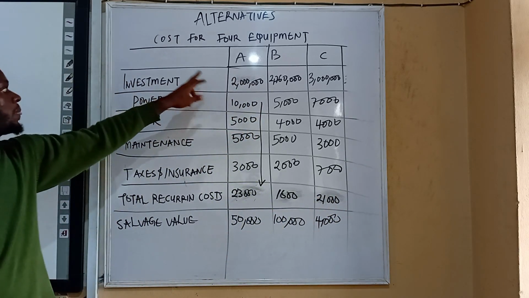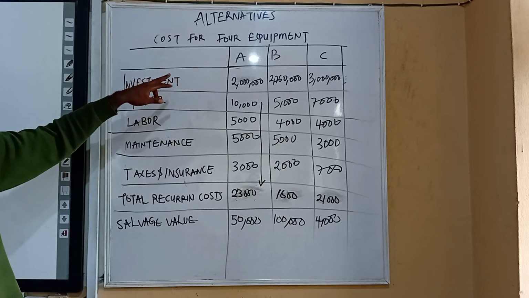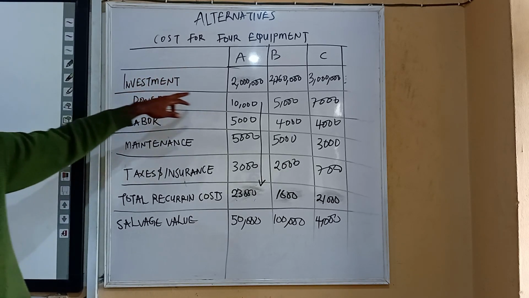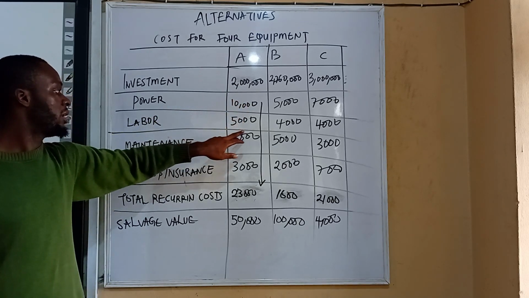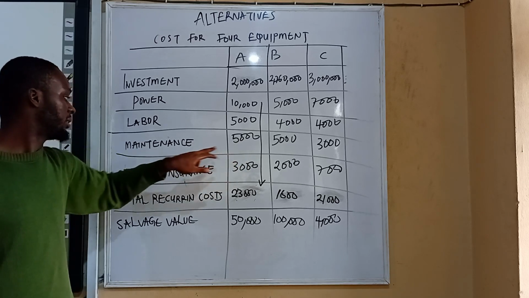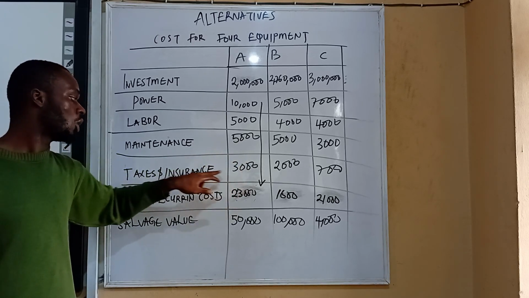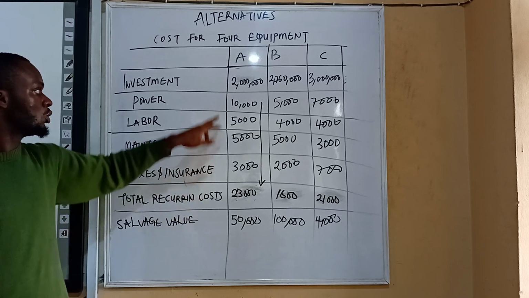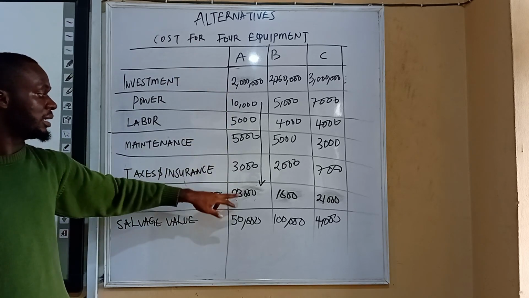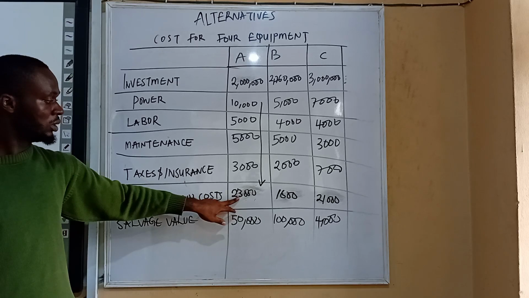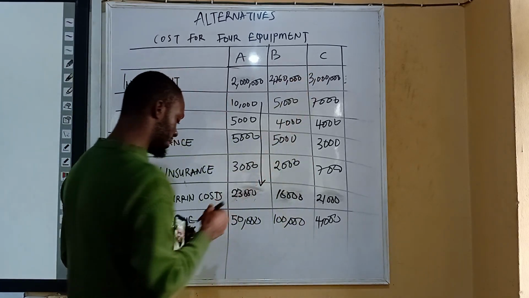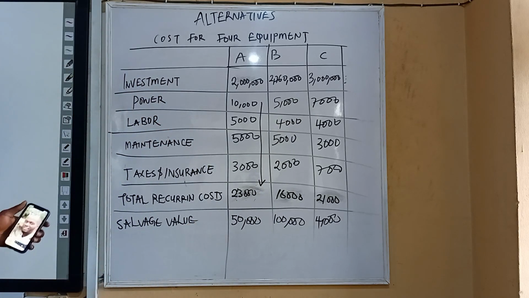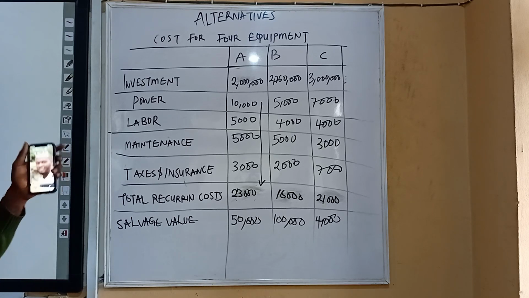The equipment A, the initial cost, that's the cost of purchasing equipment A, is 2 million naira. Every year you spend 10,000 on power, 5,000 on labor, 5,000 on maintenance, and 3,000 on taxes and insurance. So the total annual cost for equipment A is 23,000, and the same applies for equipment B and C. The company intends to operate the equipment for 10 years, and it's called the useful life of the equipment.